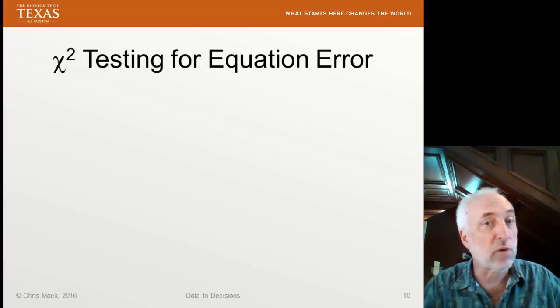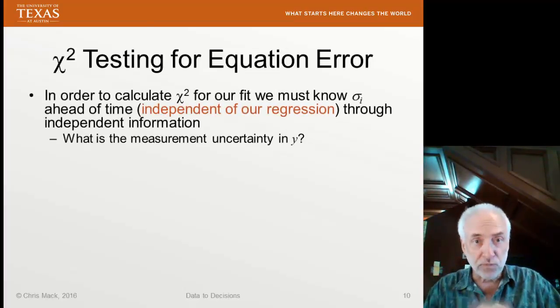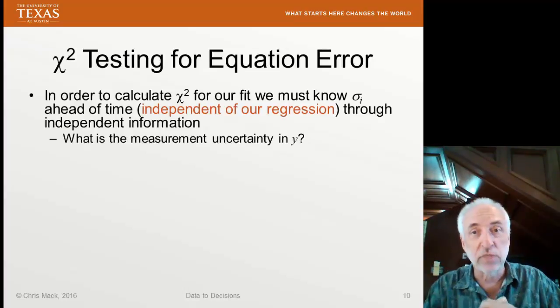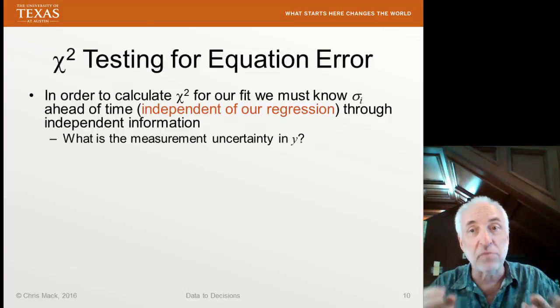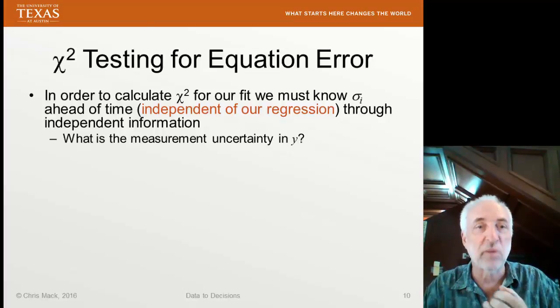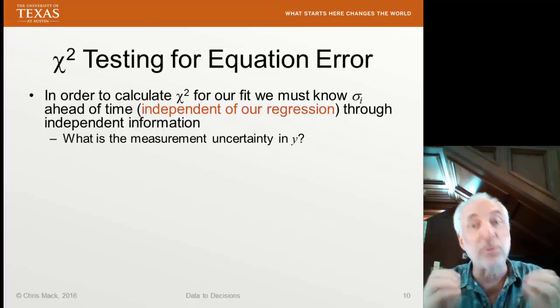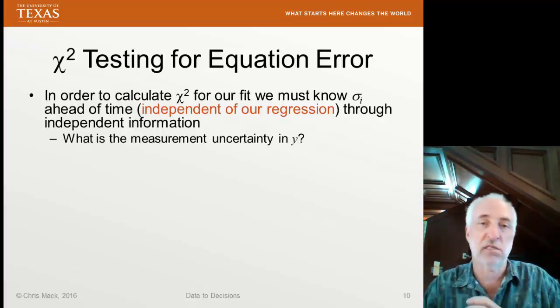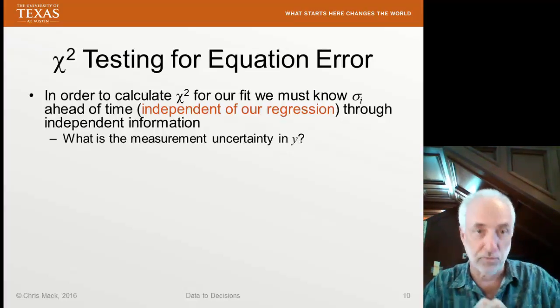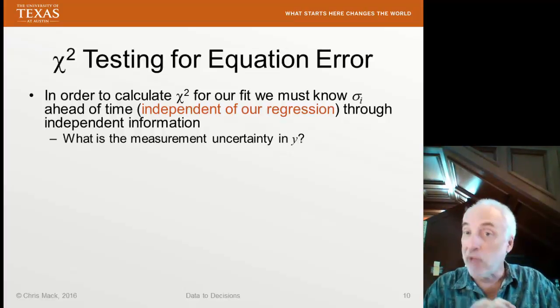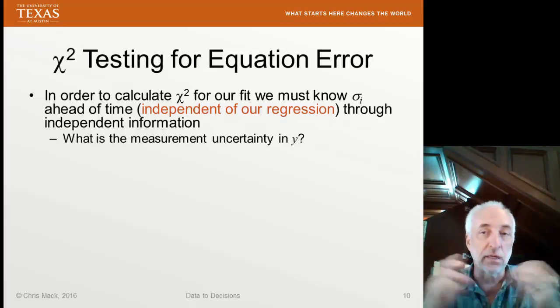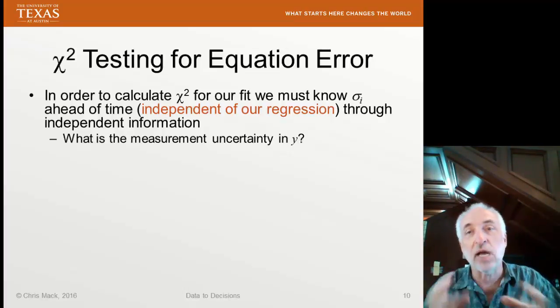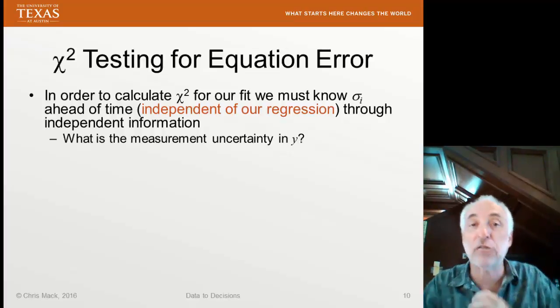So how do we test equation error using this statistic chi-square? Well, first of all, in order to calculate chi-square, we must have some knowledge of what the sigma i are. Remember, the sigma i are the measurement errors in each individual i response, i y value. We cannot arrive at this information from the data. The data does not tell us what the sigma i are. We need to calculate what the sigma i are through some independent measure.